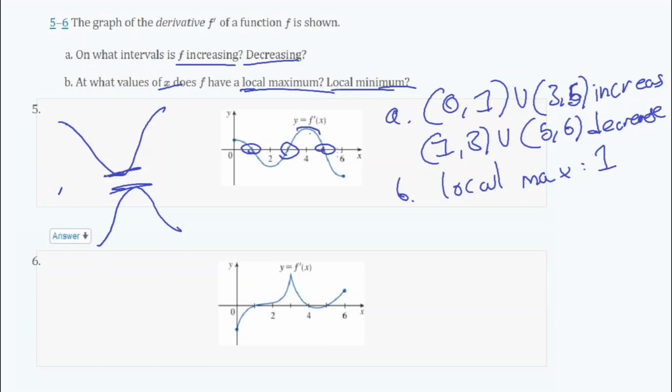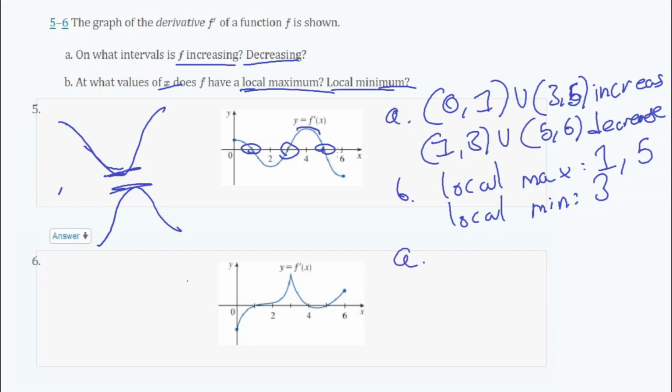And we also see that at x equals 5, it goes from increasing to decreasing, which is going to be another local maximum. And now that only leaves our local minimum to be x equals 3. We could also see that it goes from decreasing to increasing, which is going to be something like this right here. So that's going to be our local minimum of x equals 3.